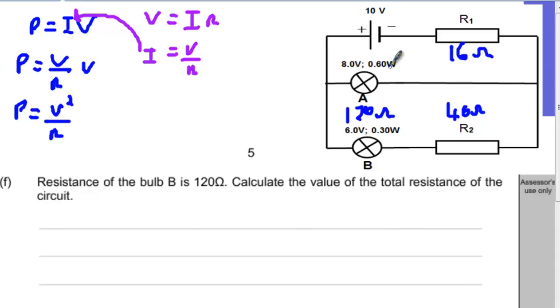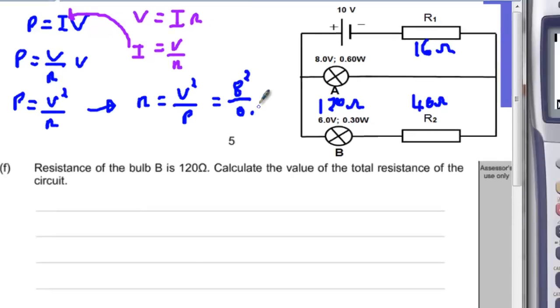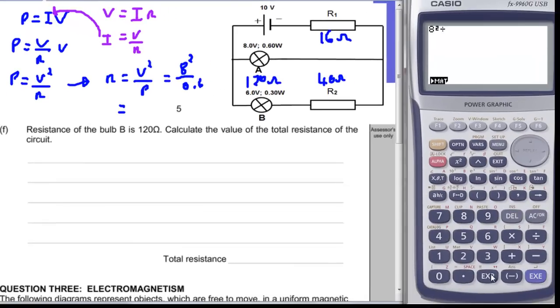Now we know the power is 0.6 watts. We know the voltage is 8.0 volts. We now have to rearrange this equation so it becomes R equals V squared divided by P. Voltage 8 squared divided by 0.6 is 106.7 ohms. So we now have all the resistances of all the resistors in the circuit.